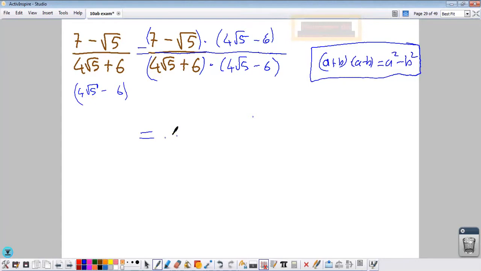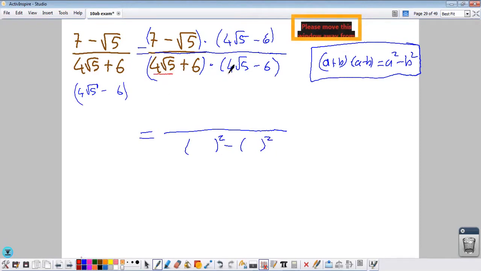Anyway, let's continue in here. In the denominator part, do it like this: parentheses squared minus parentheses squared. What is the first number in here for each of them? The first number comes here. What is the second number for each of them? The second number for each of them goes here. This is because of the property in here.